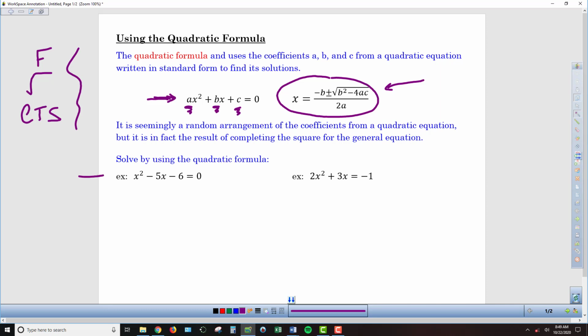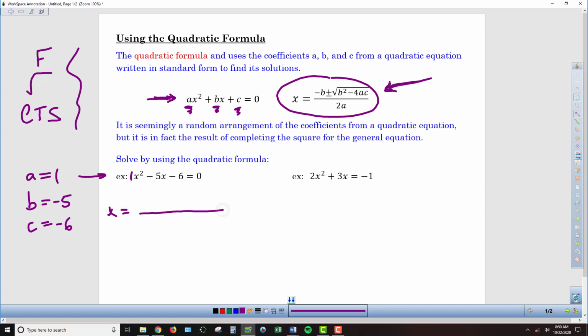So to start off with, I should make sure that I identify what those coefficients are so that I can plug them in correctly into my formula. So a is the number that's multiplying the x squared, so that's going to be 1. b is the number that's multiplying the x, so that's negative 5. And then c is that last number, so in this case that's going to be negative 6. And so those are just the values that I'm going to plug into my quadratic formula here.